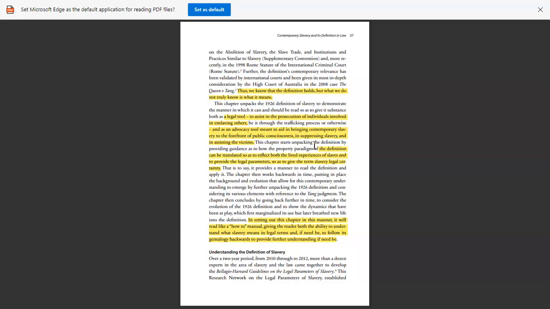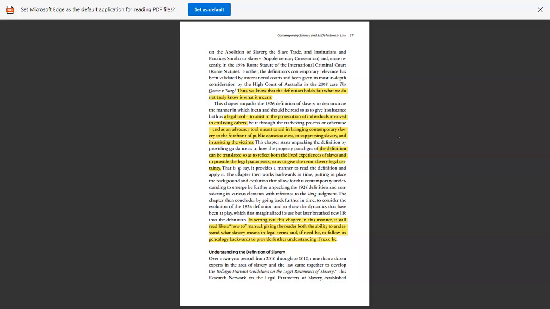Basically, what they do is start off with a current definition and build backwards. The definition can be translated so as to both reflect the lived experiences of slaves, and to provide legal parameters so we can give the term slavery some legal certainty. They're trying to make this concrete, if you will, from a legal aspect. In other words, we want to be able to read the definition and then apply it.